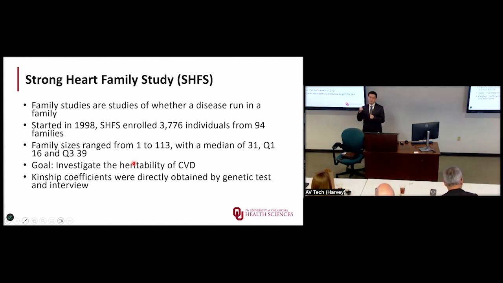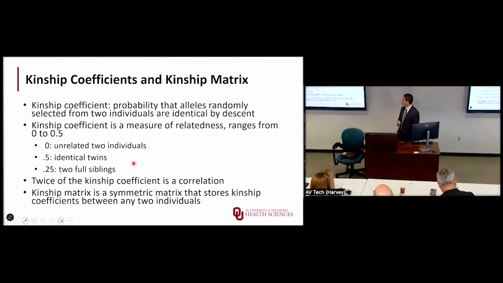One unique feature of this study is that some genetic information was collected. In particular, kinship coefficients were directly obtained by genetic tests and interviews. They spent a lot of time and effort to collect that information. And the tribes, I don't know if you have to deal with tribes, they consider this genetic information very private. It's very hard to get. You have to jump through many hurdles to get this piece of information for our analysis. And I will go back to this in just a few slides.